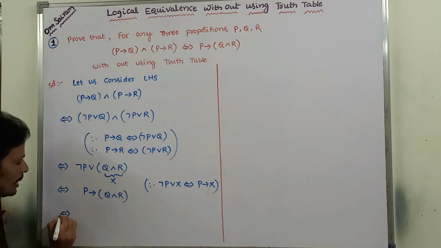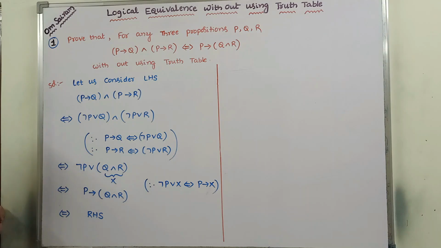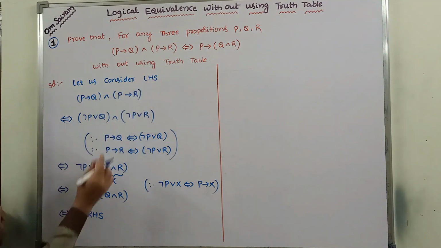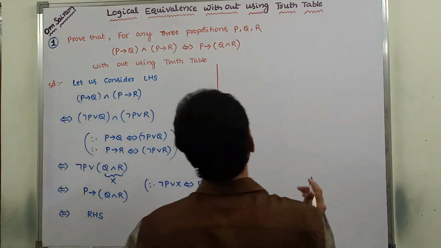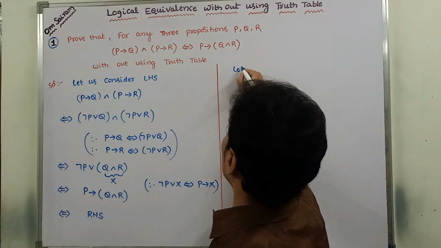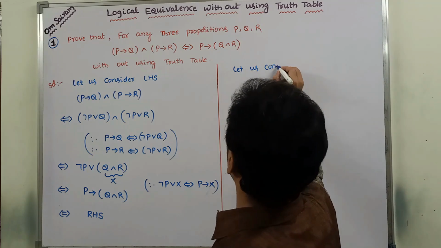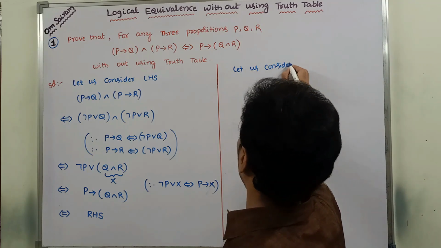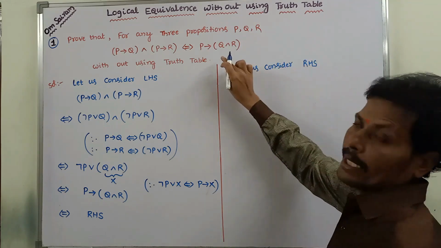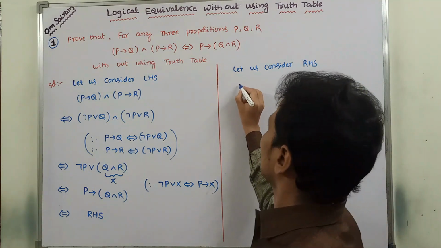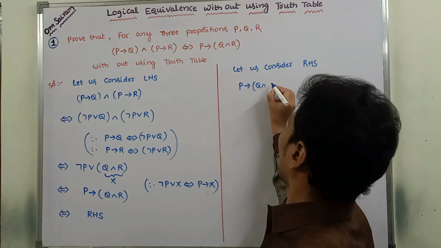So we are getting the RHS part. This is logically equivalent to the RHS part. I am taking the LHS part and we are getting the RHS part. Next, I am taking the RHS part. So let us consider the RHS part. What is the RHS part? P → (Q ∧ R).